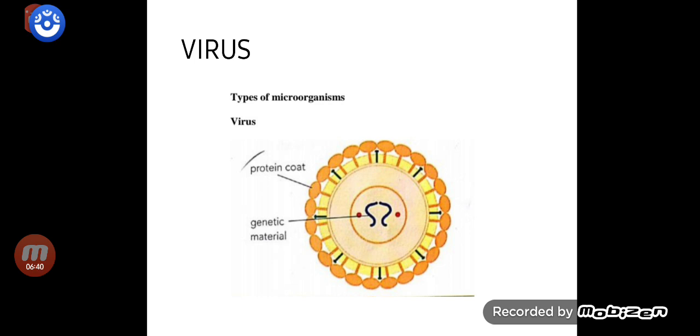The genetic material carries genetic instructions. That genetic material replicates. It makes more copies of itself inside the host. It hijacks the host. It takes over the host cell's resources to make more viruses. That is what a virus does.